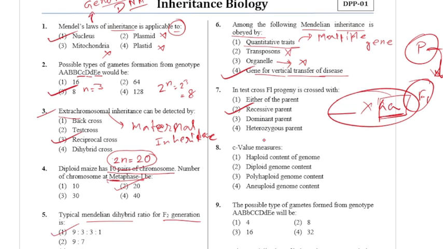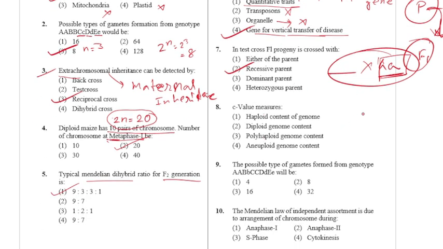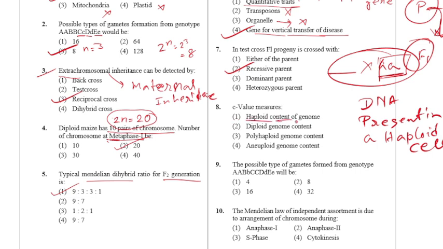Next, C value. C value actually measures the complete genome present, or we can say, to make it easy, the DNA present in a haploid cell. So in option one, we can see haploid content of the genome. That's the C value.